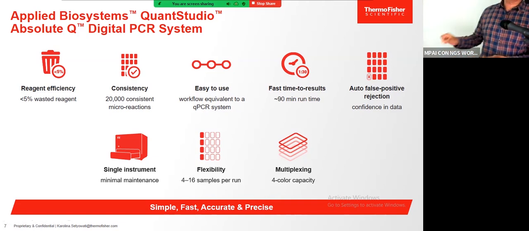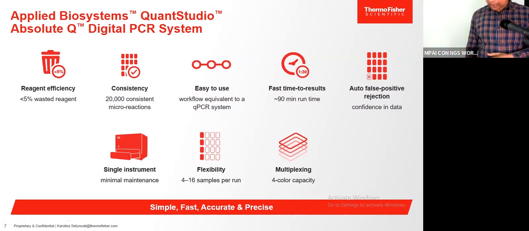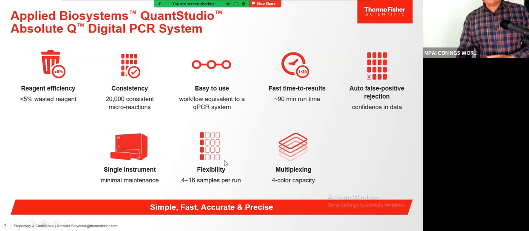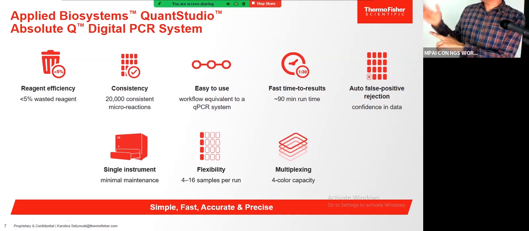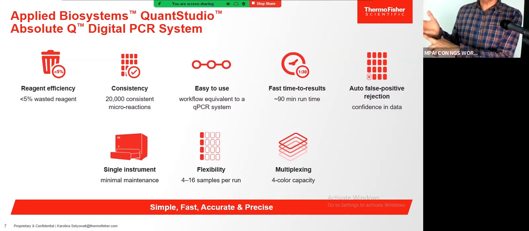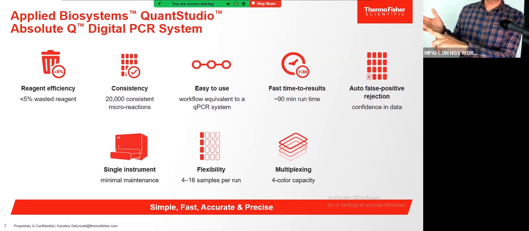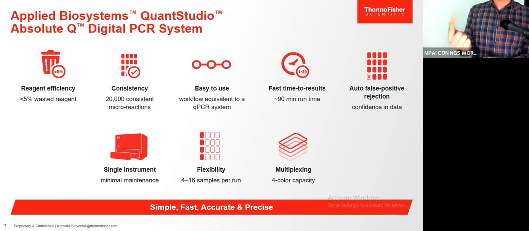And another unique feature which we provide is auto false positive rejection. In terms of flexibility, you can run as few as 4 samples. One of the wells can have your sample, the second can have NTC, the third a positive control, the fourth a negative control. So even if you have 1 patient sample, you can finish and report the same day.